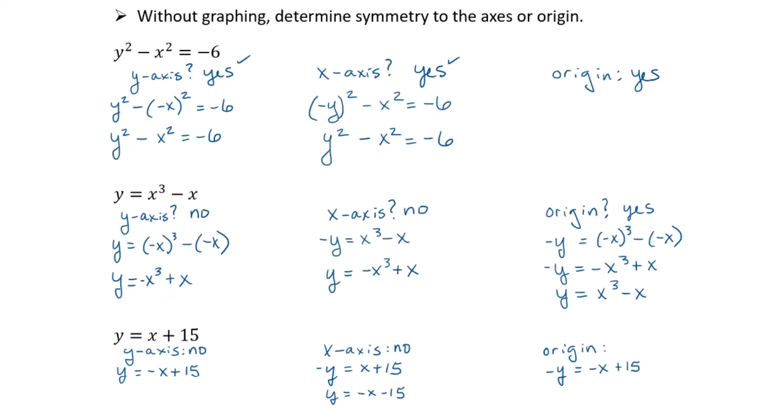And I see if I can manipulate this in a way to get the same equation out. I'm going to multiply both sides by negative 1. This gives me y equals x minus 15, and that's not working either. So we have quite a variety of cases here with showing all three tests for symmetry: symmetry to the x-axis, symmetry to the y-axis, and symmetry to the origin.